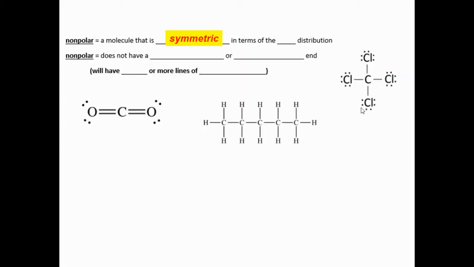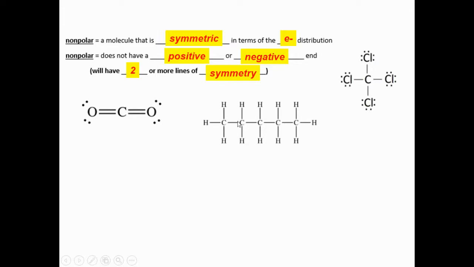Moving on, nonpolar molecules are symmetric in terms of their electron distribution. They do not have a positive end or a negative end. So if we look at CO2, CCl4, and C5H12, these all have two or more lines of symmetry, and they also have even distribution of the electrons. Yes, the CO2 has electrons over here and electrons over here. They're evenly distributed. Same with the CCl4. There are lots of electrons, but they're evenly distributed.